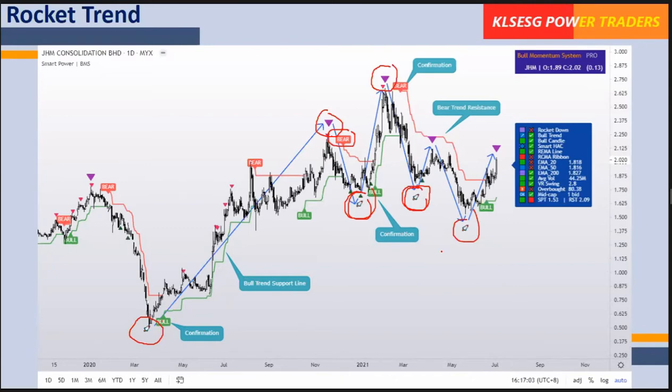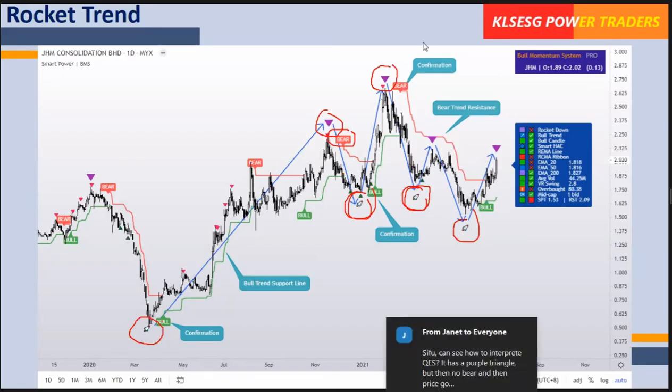So the first thing we want to look for when we enter a trade is to see the rocket. Where's the rocket? Find the rocket first. Very simple indicator. The rocket and purple triangle is a dynamic indicator. It is dynamic because it's moving. The thing is moving, but it won't stop moving when there's a confirmation. It's as simple as that.